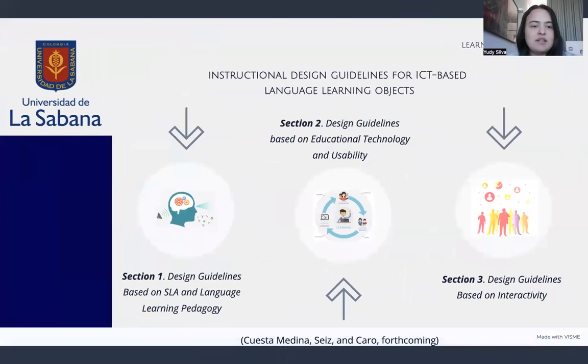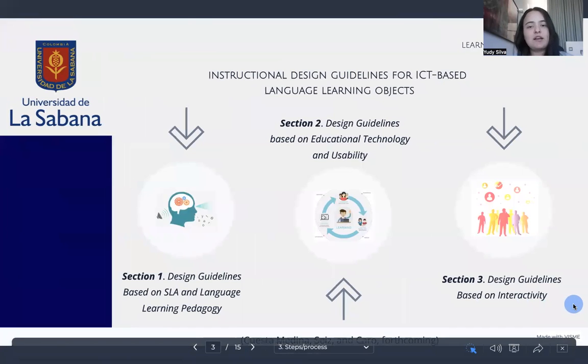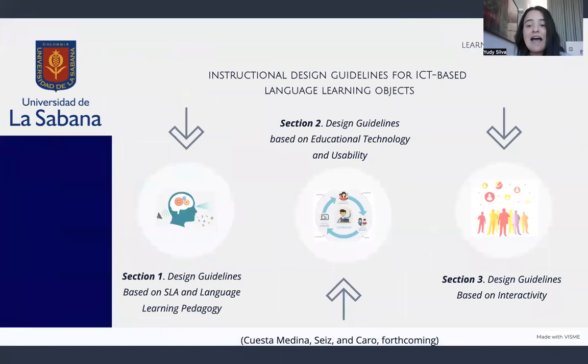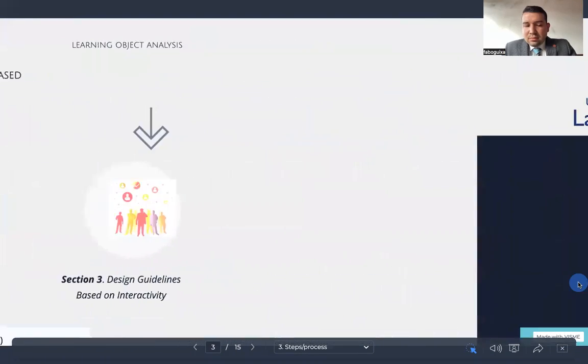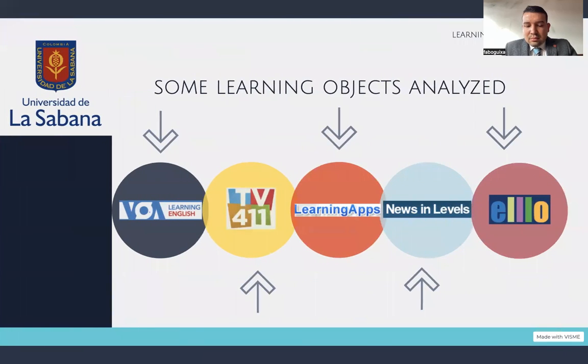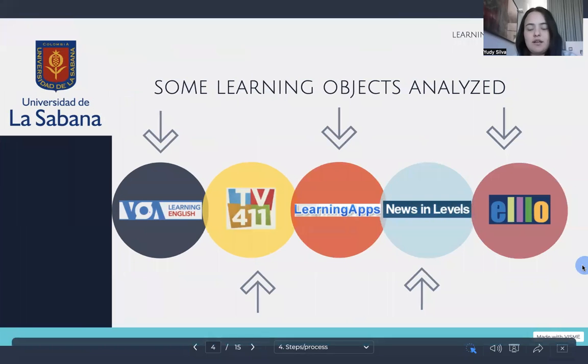These instructional guidelines are, the first one based on second language acquisition pedagogy, the second one based on educational technology and usability, and the third one based on interactivity. Some of the learning objects we analyzed were learning apps, news and levels, LO.